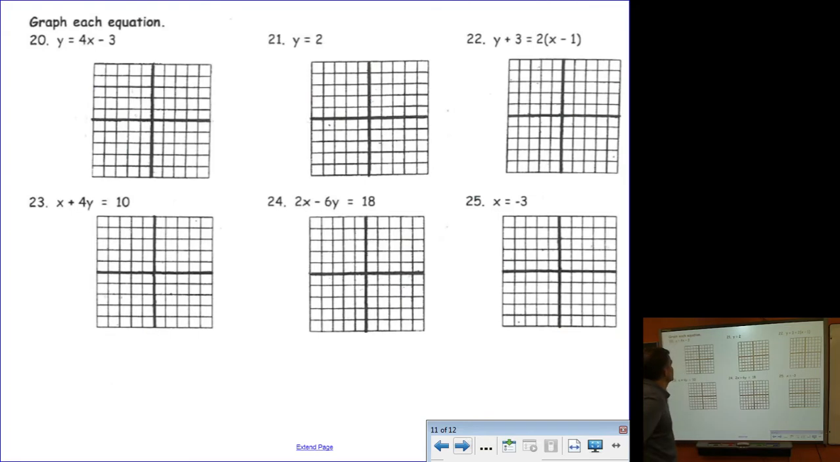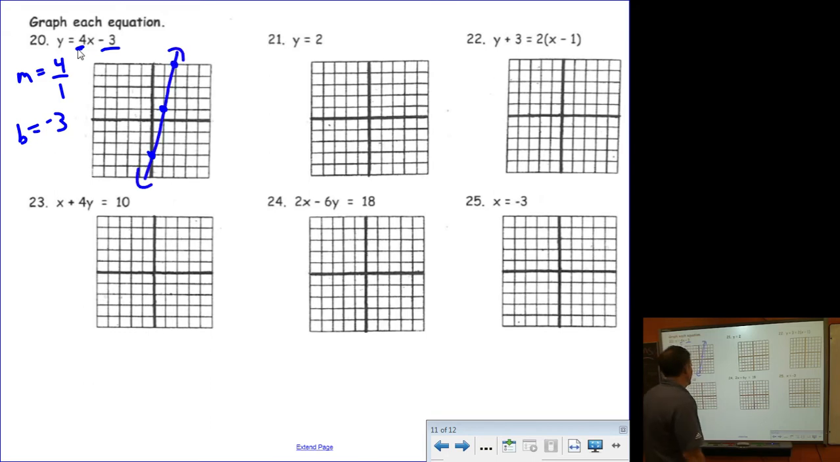All right, I'm supposed to graph these. It does not say how to graph them. I'm going to graph them in the easiest way possible. In number 20, I'm going to use the fact that the slope is 4 over 1 and the y-intercept is -3. And I'll go ahead and put a dot at the y-intercept and then go up 4, right 1. Up 4, right 1. And I've got my line.